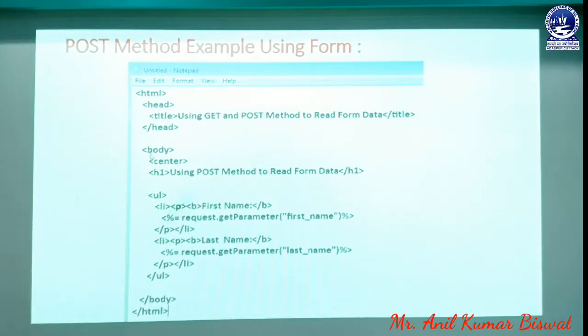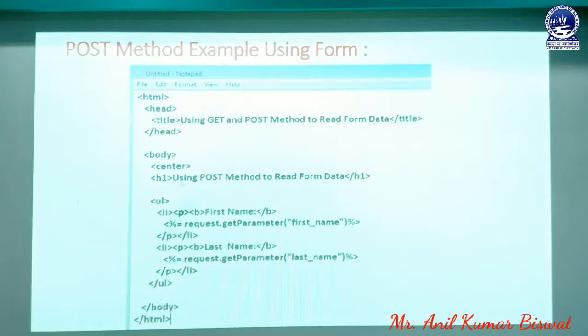Similarly, we also write the body of that HTML page. In this body area we write a statement like using post method to read form data. If a user wants to read some data with the post method, we must take one way of analysis, which always depends on the user and the user requirement. We can use an ordered list, an unordered list, as well as a table, in which we can also put some information.